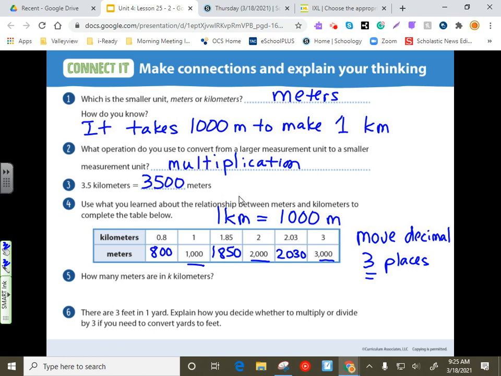And another good reason to use conversion tables, because you do have some existing numbers there that can make more challenging ones like this that aren't so basic, like a 1, 2, or 3, that can kind of help you rein in and know what yours are. So how many meters are in K kilometers?